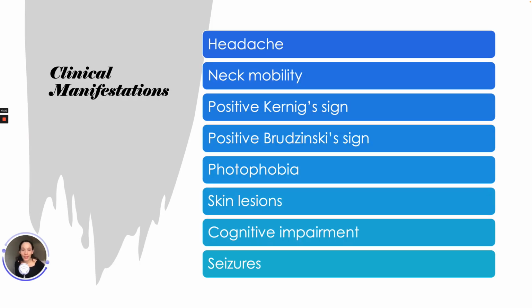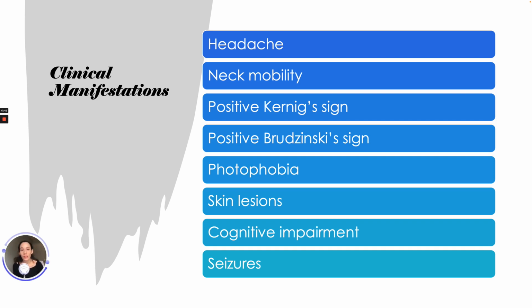So clinical manifestations that we'll see include a headache. It's usually steady or throbbing and very severe as a result of the meningeal irritation. Neck mobility, so these patients will have a stiff and painful neck. This can be an early sign. Any attempts of flexion of the head or neck can be very difficult.